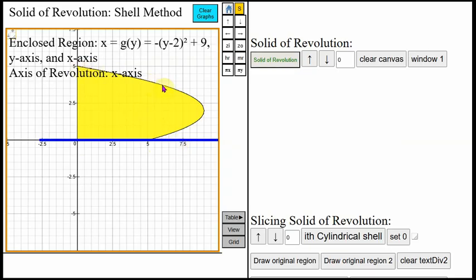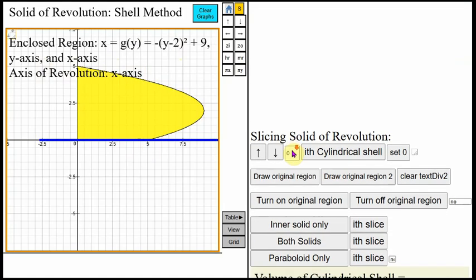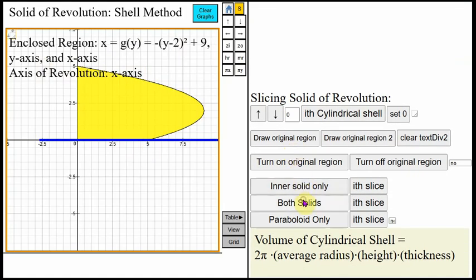So the graph is x equals negative (y minus 2) squared plus 9. And so the yellow region is bounded by this graph and the y-axis and the x-axis here. And then we're going to revolve it about the x-axis. And when we revolve it, this is what it's going to look like.